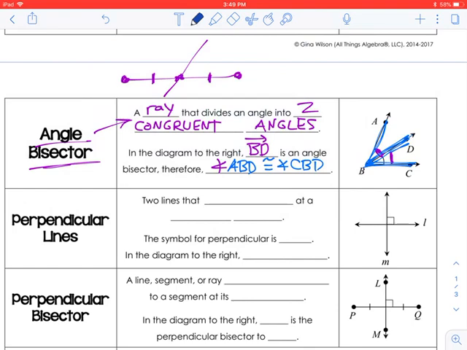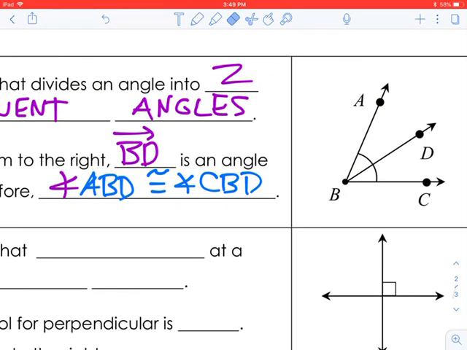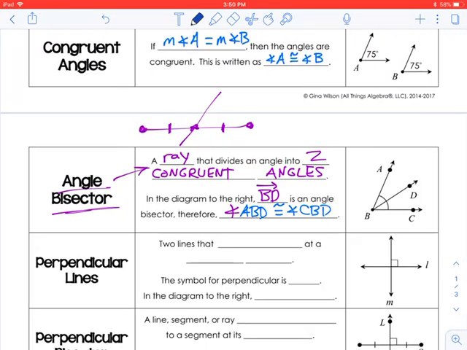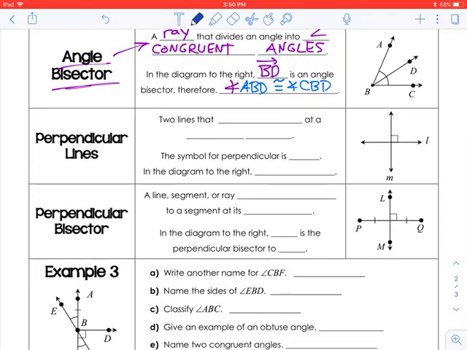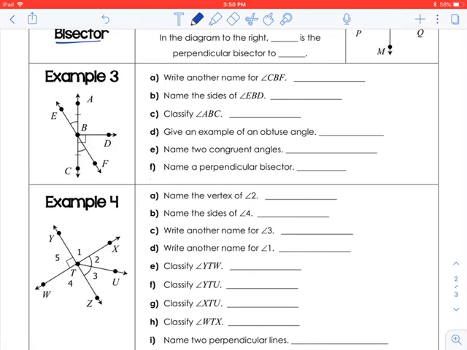And again, you can't name those with just one letter because B has more than one angle. If I just called it angle B, you don't know what part I'm talking about. So you've got to have all three letters. Perpendicular lines and perpendicular bisector, we'll talk about that later. So let's go ahead and look at example 3 here.